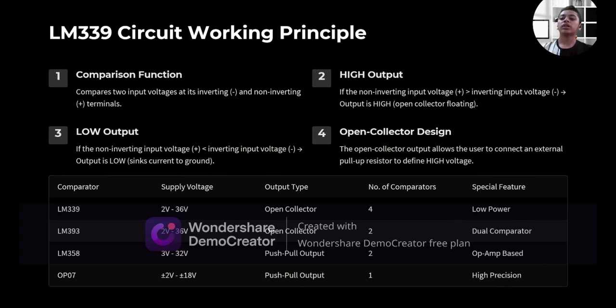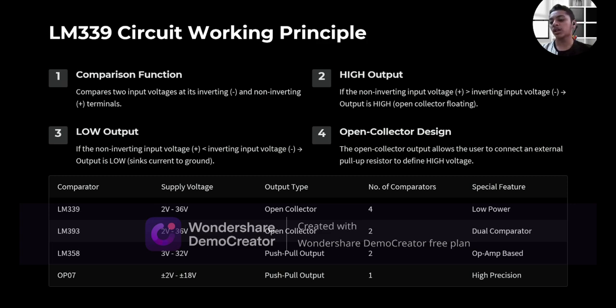Now we see the LM339 circuit working principle. First, it compares two input voltages at its inverting and non-inverting terminals. If the non-inverting input voltage is greater than the inverting input voltage, then the output is high with open collector floating. And if the non-inverting input voltage is less than the inverting input voltage, the output is low, sinking current to ground. The open collector output allows the user to connect an external pull-up resistor to define the high voltage.